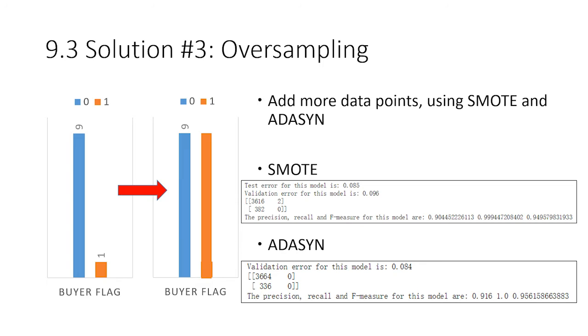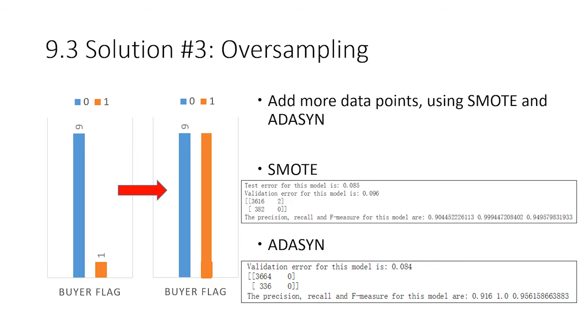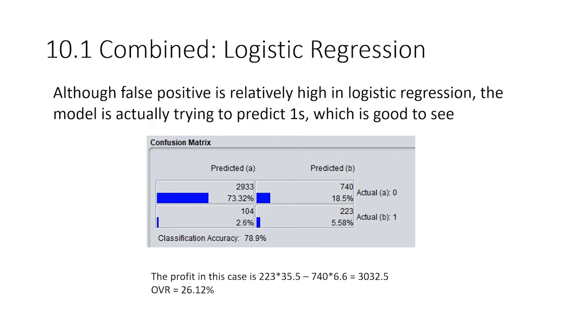However, based on this idea and applying those two methods, by the way, the ADASYN method is just an extension of the SMOTE methodology. The basic idea is the same, but the prediction results are still far from satisfying because the models are still not predicting enough ones. So what should we do? We decide to combine the oversampling and the undersampling methods.